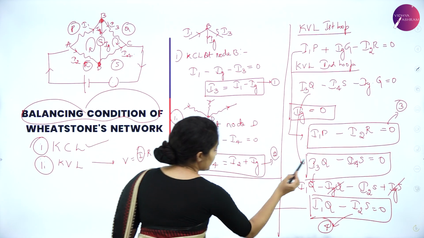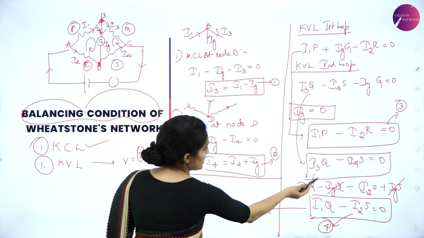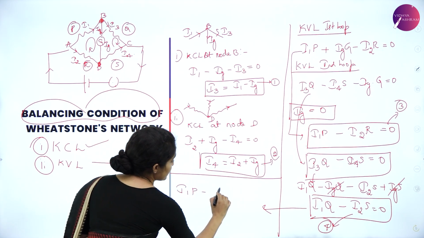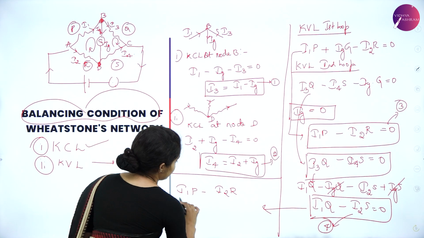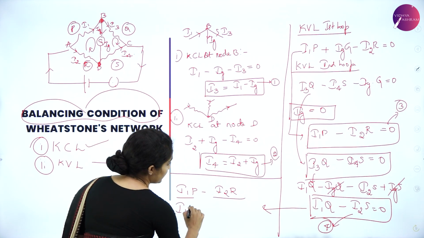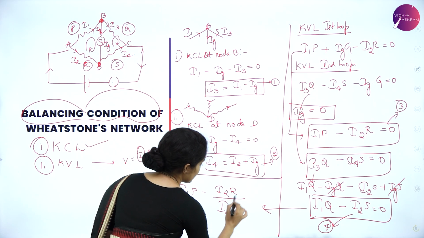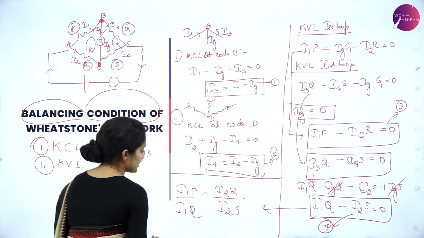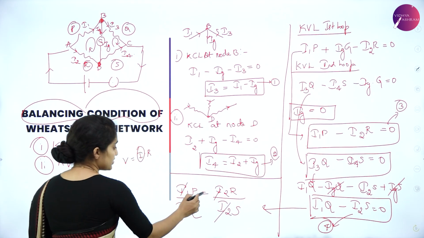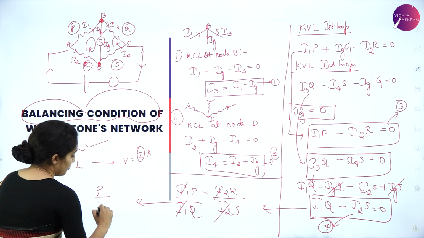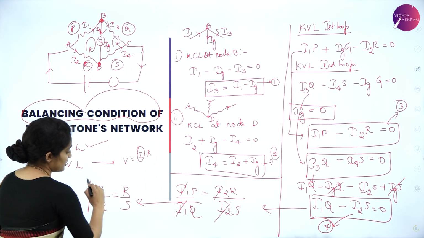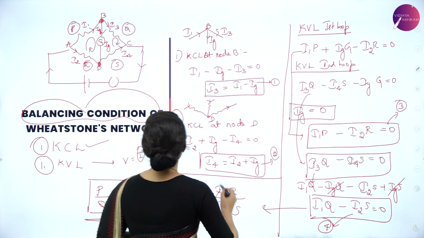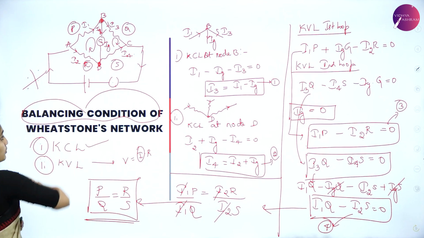Continuing, you have these set of equations. So on equating 3 and 4, I1P minus I2R dividing by I1Q minus I2S, take the minus terms towards the other side, I1, I2 cancel. So balancing condition turns out to be P by Q is equal to R by S. This is the final equation. This is known as balancing condition of Wheatstone's network, which is very important with respect to numericals as well as the derivations.